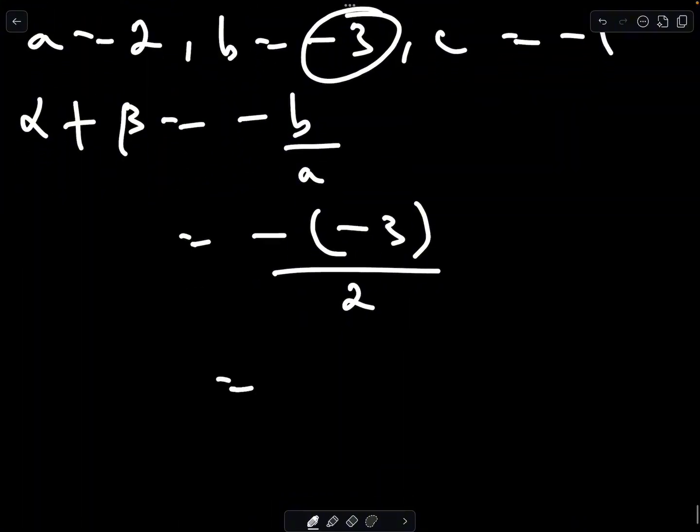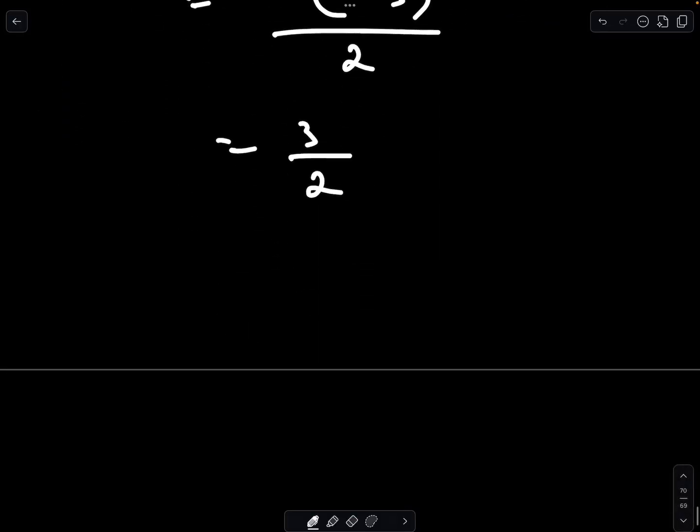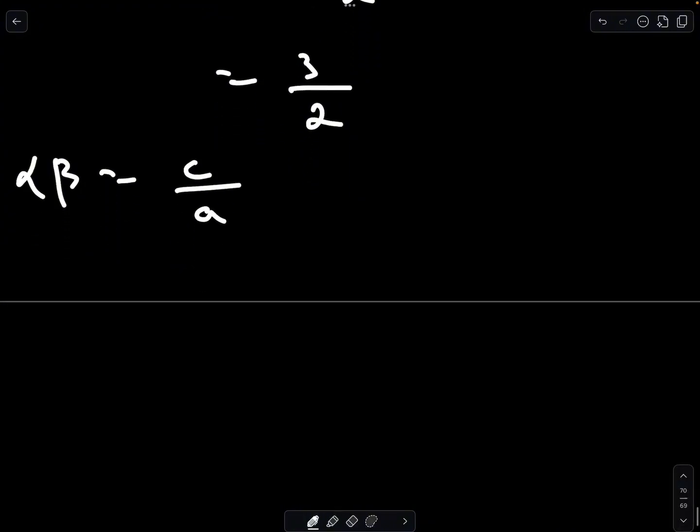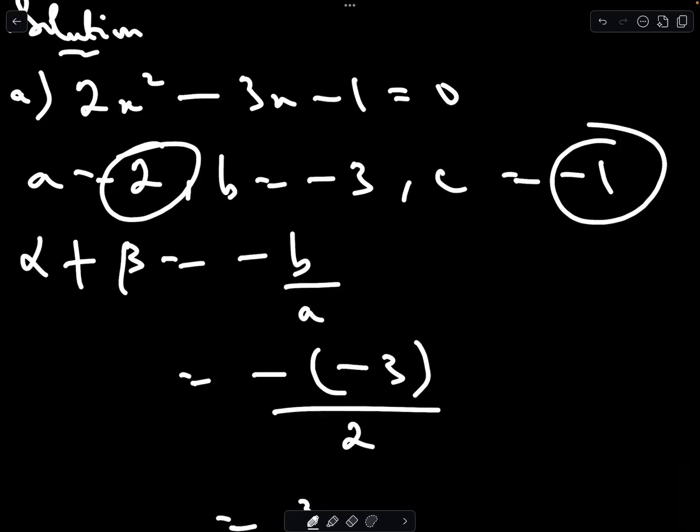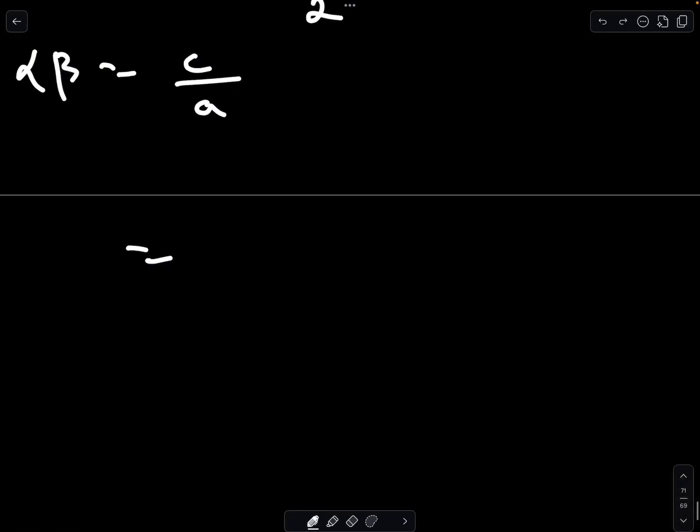And that simply means the sum of roots alpha plus beta is 3 over 2. Now the product of roots, that will be alpha beta, is given by c over a, where c is minus 1 and a is 2. That's equal to minus 1 over 2.